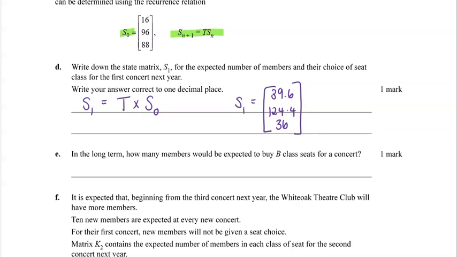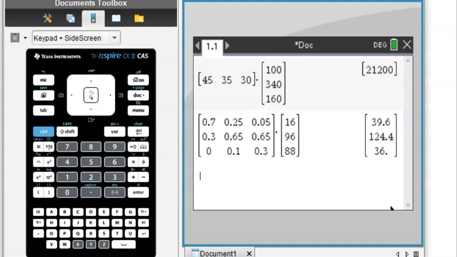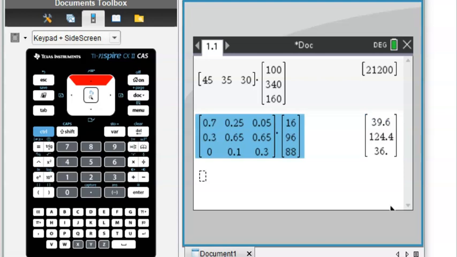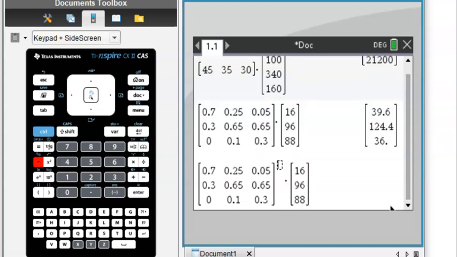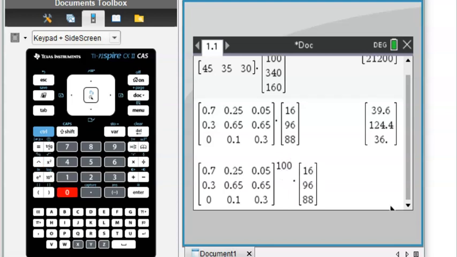Part E, in the long term, how many members would be expected to buy B class seats for a concert? So remember, when we say long term, that's when we're talking about steady state. And so we're going to utilize our calculator to find that steady state. So going back into our calc, I am going to copy down what I had before with my transition matrix. And because I just want to jump to absolute steady state, I'm going to do to the power of 100.